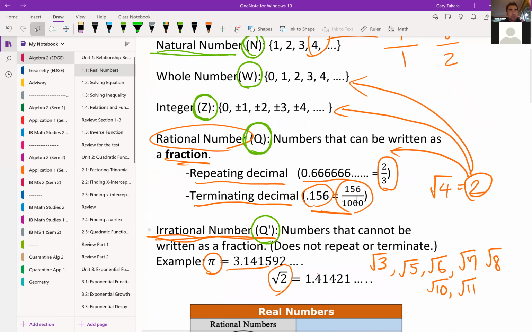Anyway, I will also be using those letters, so I would like you to remember that. Natural number, pretty obvious. Whole number, W. Integers are Z. Rational numbers are Q. And then irrational numbers are Q prime. Prime in math is basically the symbol for not. It's not rational, therefore it's irrational.